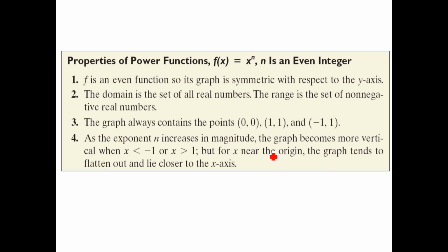Summary here, pretty much just everything we've said. One nice thing you can add on here is that these 3 points are always going to be on your even integered power functions: 0, 0, 1, 1, and negative 1, 1.